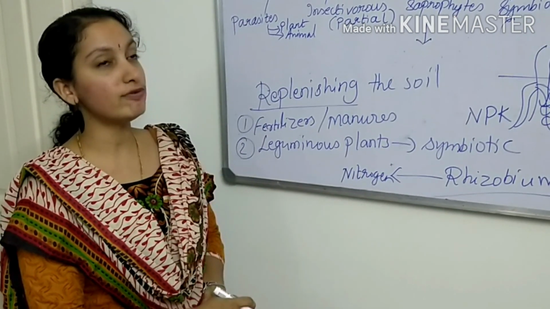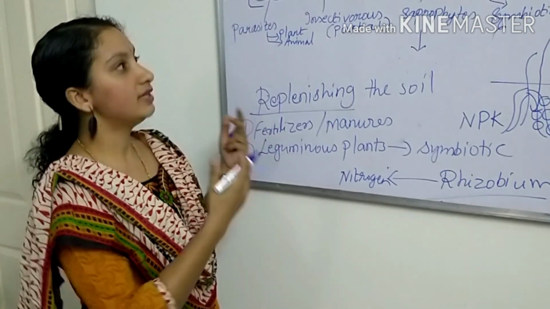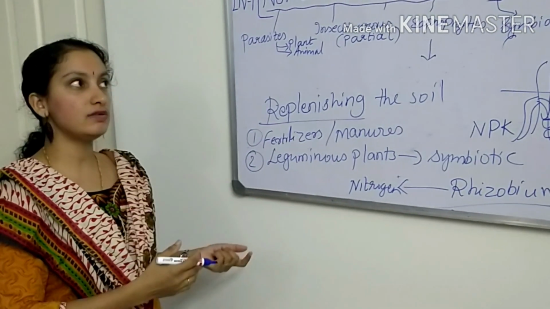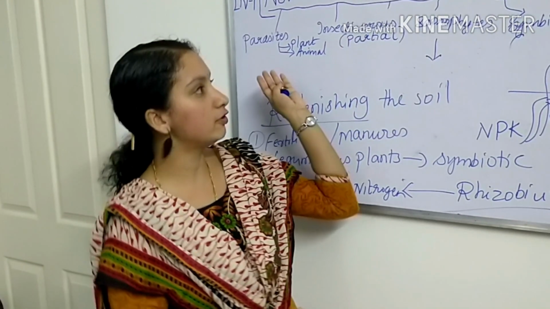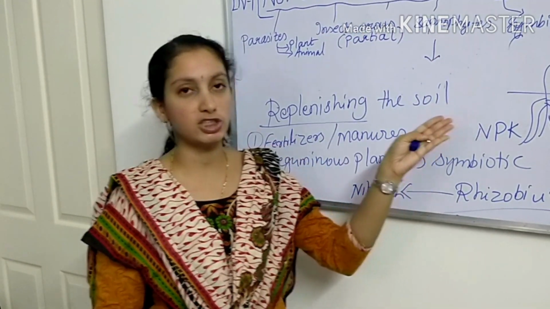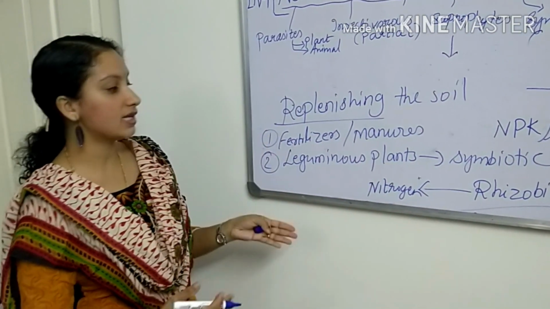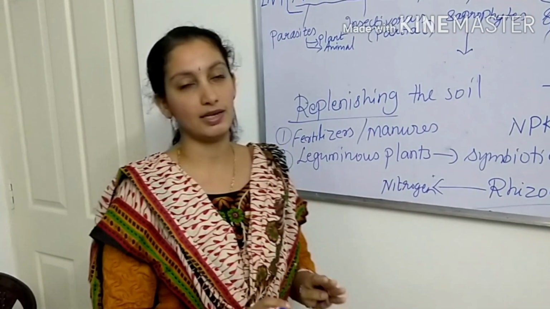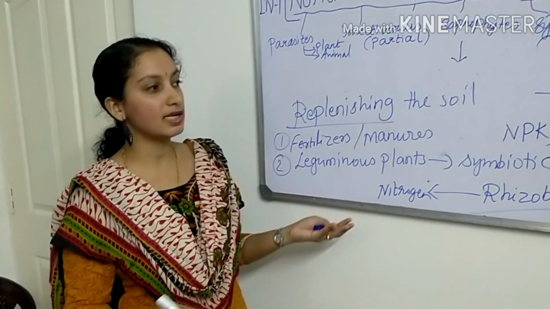So we are going to wind up this lesson. We have seen autotrophic mode of nutrition in the first video, and in the second video we have discussed the different types of heterotrophic nutrition with examples, and the last one, how can we replenish the soil. So hope you understood all the things.